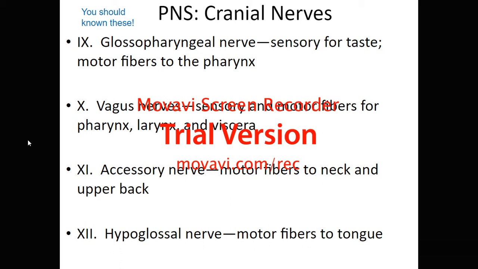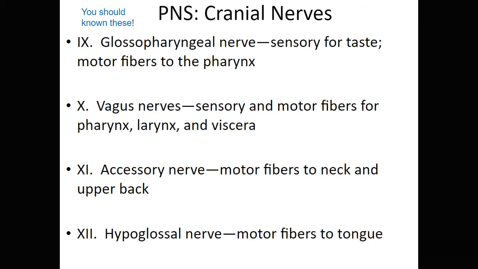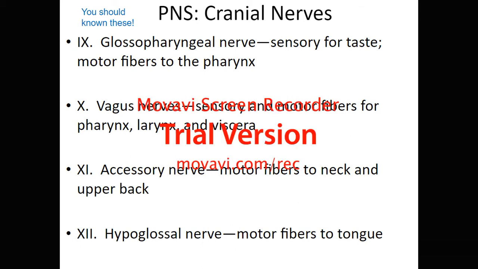Glossopharyngeal nerve, cranial nerve 9, sensory for taste, motor fibers to the pharynx. Vagus nerve, cranial nerve 10, sensory and motor fibers for the pharynx, larynx, and viscera. Cranial nerve 11, accessory nerve, motor fibers to neck and upper back. And cranial nerve 12, hypoglossal nerve, motor fibers to tongue.